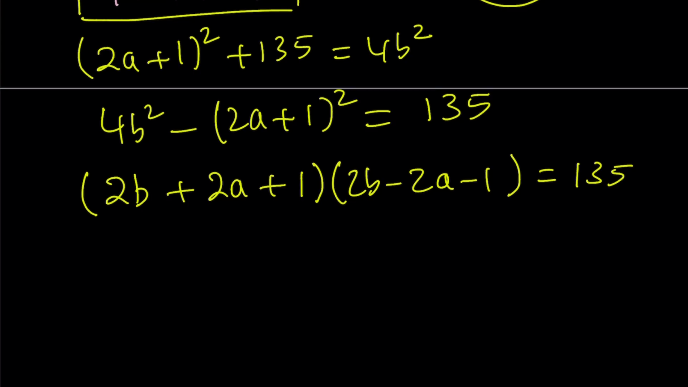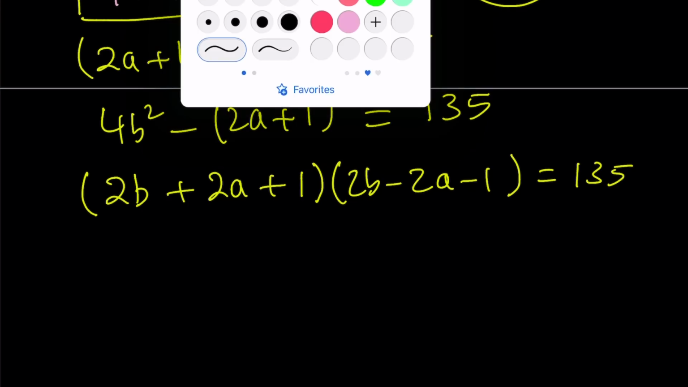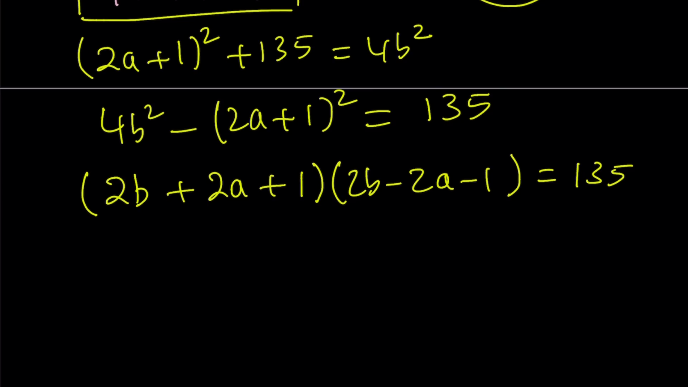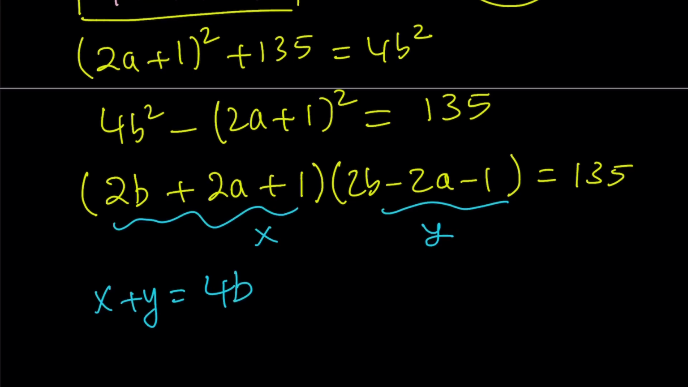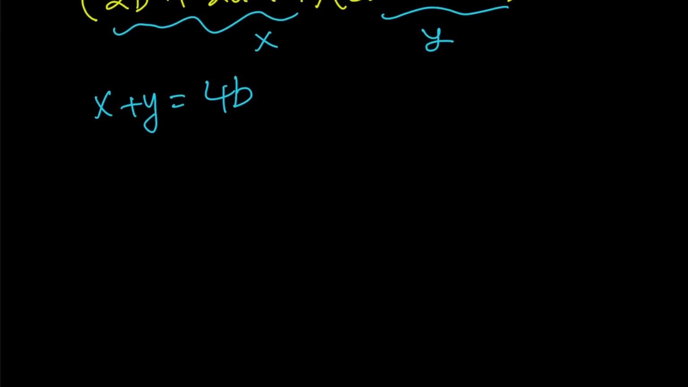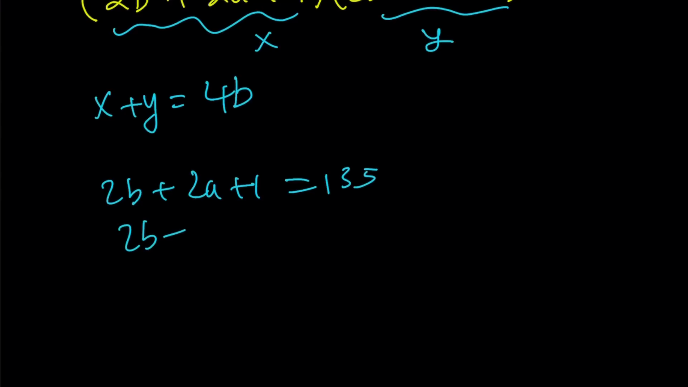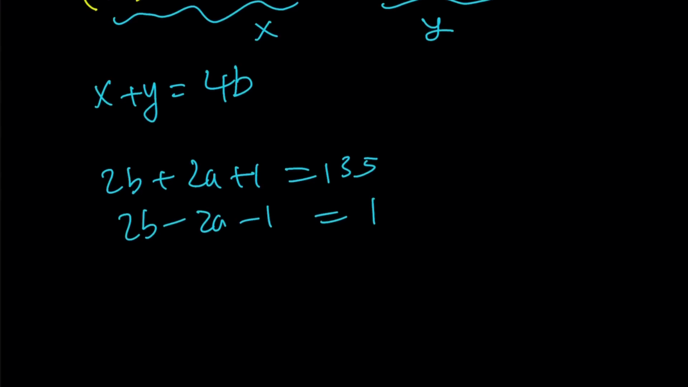But here's one thing I want you to notice. This is important if you're looking for solutions, so you can eliminate some of the non-solutions. Notice that if I call this x and if I call that y, x plus y is equal to 4b. And 4b is a multiple of 4. So when you factor 135, you have to make sure that the sum of the factors is always a multiple of 4. All right? So take a look at one of these. For example, what if 2b plus 2a plus 1 becomes 135 and 2b minus 2a minus 1 is equal to 1? Their sum is 136, and 136 is definitely divisible by 4, so it works.